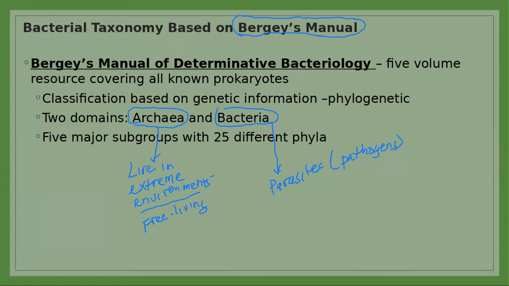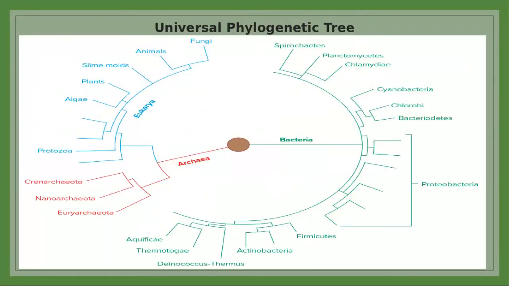So this is the second domain. Remember, there are three domains: archaea, bacteria, and eukarya. So other organisms will be included in the eukarya domain, including animals, plants, algae, fungi, and protozoa. Okay, so this is the kind of summary of the classification of organisms. The whole organism in this world will be classified into these groups.